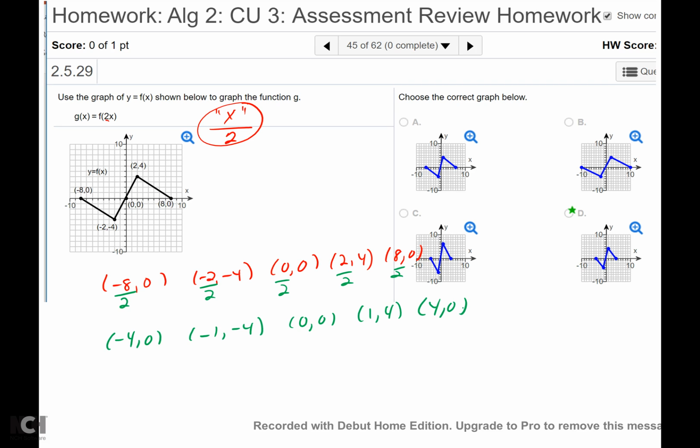And if I replot that, I'm going to have negative 4, 0, negative 1, negative 4, 0, 0, 1, 4, and 4, 0. And if I connect, I get that. And can you see that they horizontally shrunk it. They pushed it in and made it thinner.